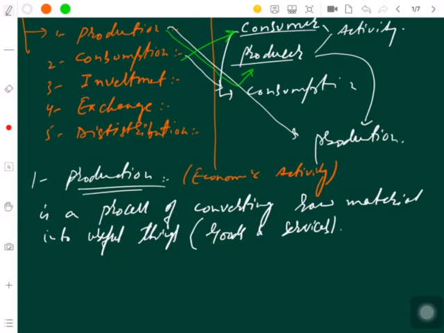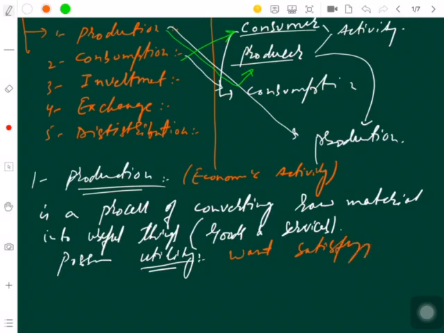These things possess some utility. You know what is utility? Everything has got a utility. Utility means the want satisfying capacity. Everything has got a utility. You are using maybe a computer screen, maybe a laptop, maybe a smart TV, maybe your iPad or a smartphone to watch this video.